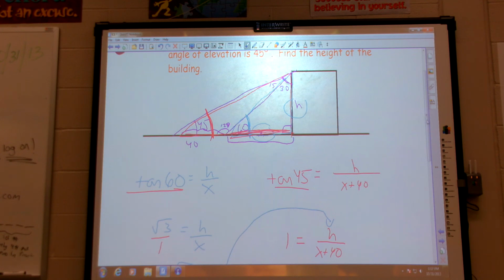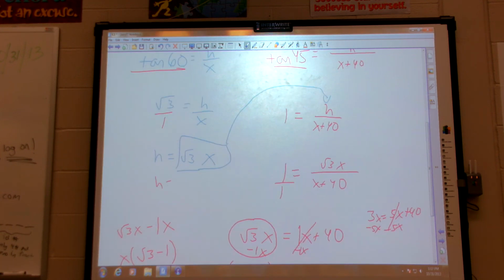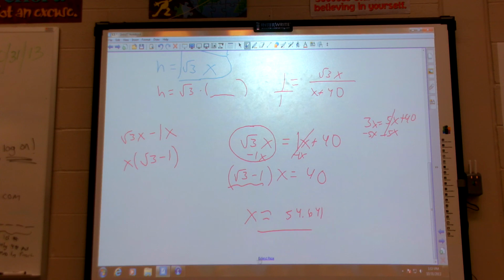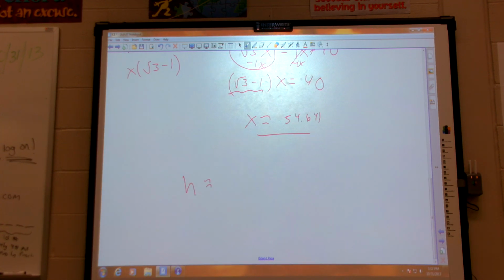Doesn't h equal square root of 3 times all that junk? H is approximately what? Just times the answer by square root of 3. 94.641. Anyone else get that? Finally, we have the answer. I like this. I think I can duplicate that.